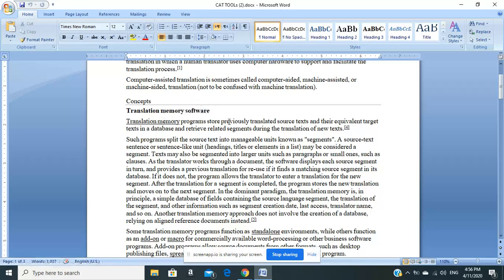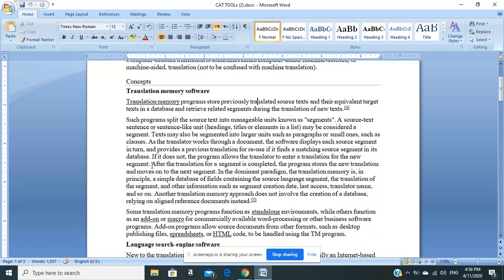So what is a translation memory software? It stores previously translated source text and their equivalent target text in a database and retrieves related segments during the translation of new text. Such programs split the source text into manageable units such as segments because it divides them into segments. A source text segment is a sentence-like unit. Headings, for example, titles or elements in a list may be considered a segment. Text may also be segmented into large units such as paragraphs or small ones such as clauses.